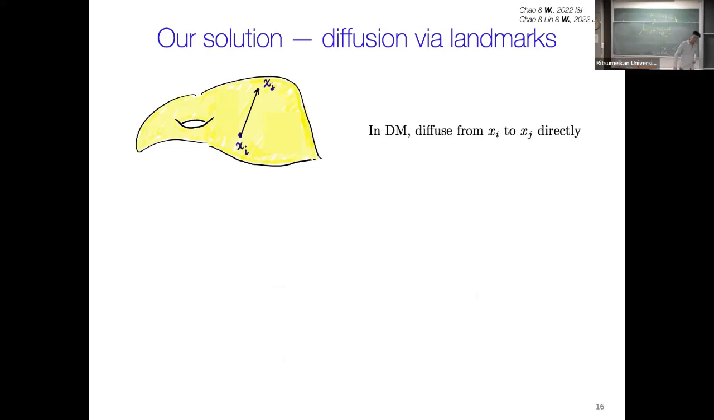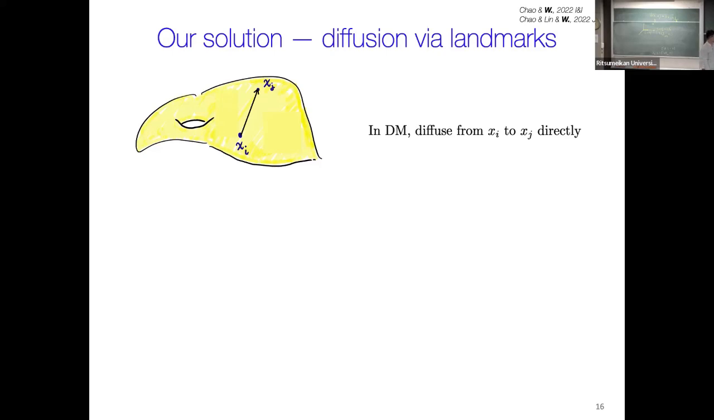Our solution is called diffusion via landmarks. That is, if I have two points, xi, I want to diffuse to xj. In diffusion map, what we do is we just diffuse on it, right? Go to xj.